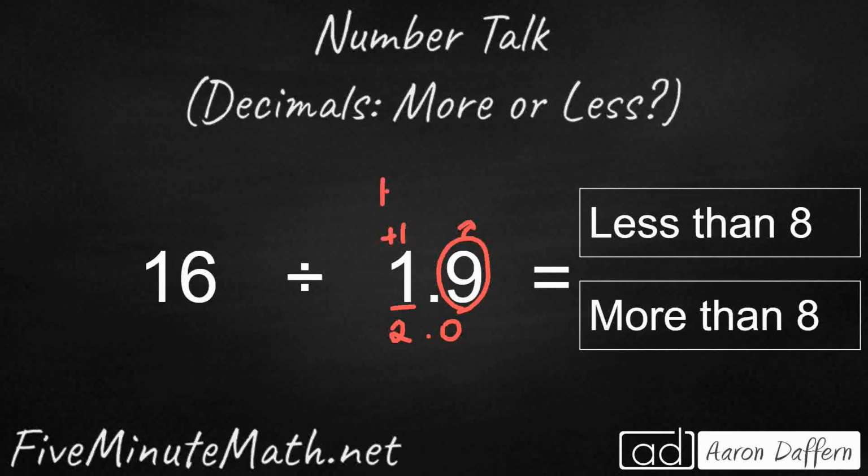Now, a way to visualize that, if you need to, is take a look at the boundary numbers that are below and above 1.9. Let's look at our whole numbers, 1.0, 2.0. What's halfway in between 1 and 2? Well, 1.5. And where does that 1.9 land? Because if it's at 1.5 or above, it's going to round up. And take a look, that 1.9 is going to be right there. So this definitely rounds up to 2. So it's 16 divided by 2.